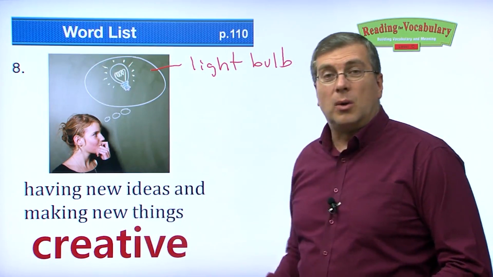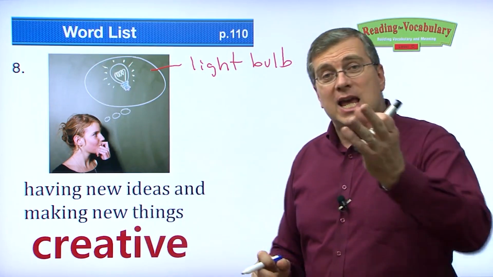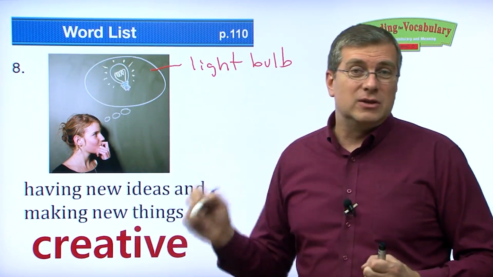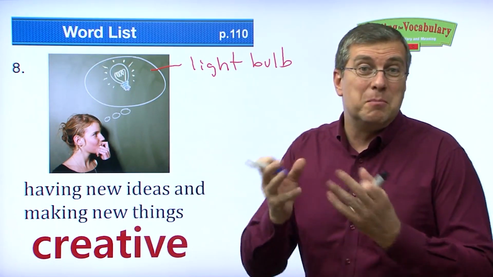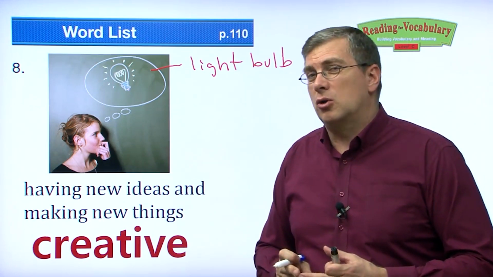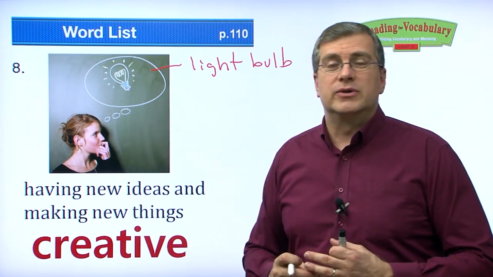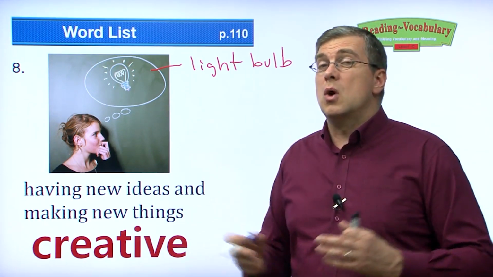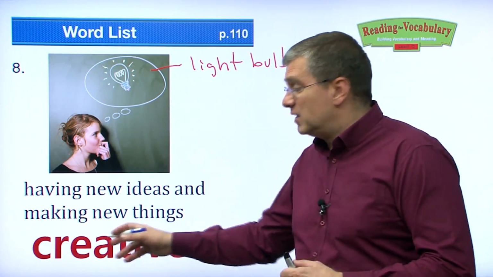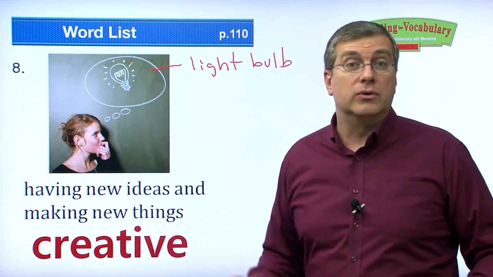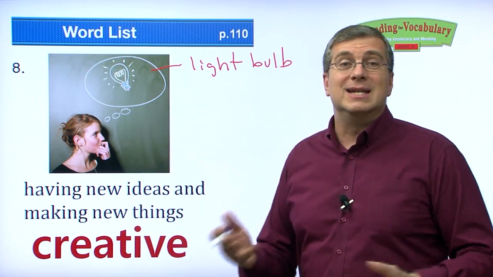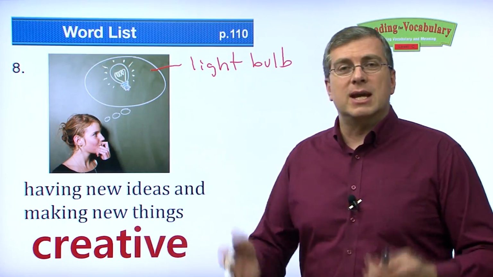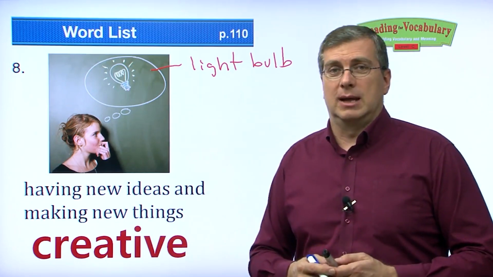Having new ideas or making new things. If you think of new ideas, if you can think of new ways to draw or new ways to make something, then perhaps you are creative too. Also, authors are creative. They come up with different stories, like J.K. Rowling, who wrote the Harry Potter series. She's very creative to think of all those characters and all those new ideas for a story, right? So there are many creative people in the world. They think of new things and they make new things.